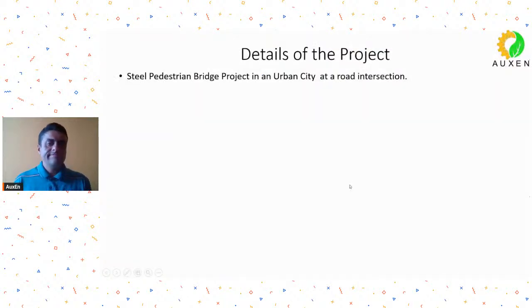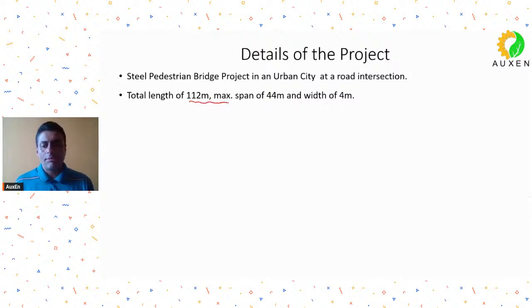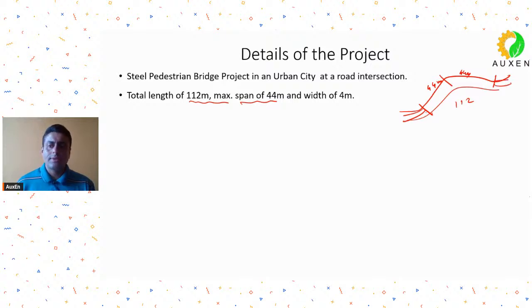So yeah, it is a pedestrian bridge project in an urban city on a road intersection. The total length is 112 meters, and the maximum span is around 44 meters. So this entire length is 112, and the longest spans are around 44, 45 meters. So, two long spans and then two small spans. The width is around 4 meters.